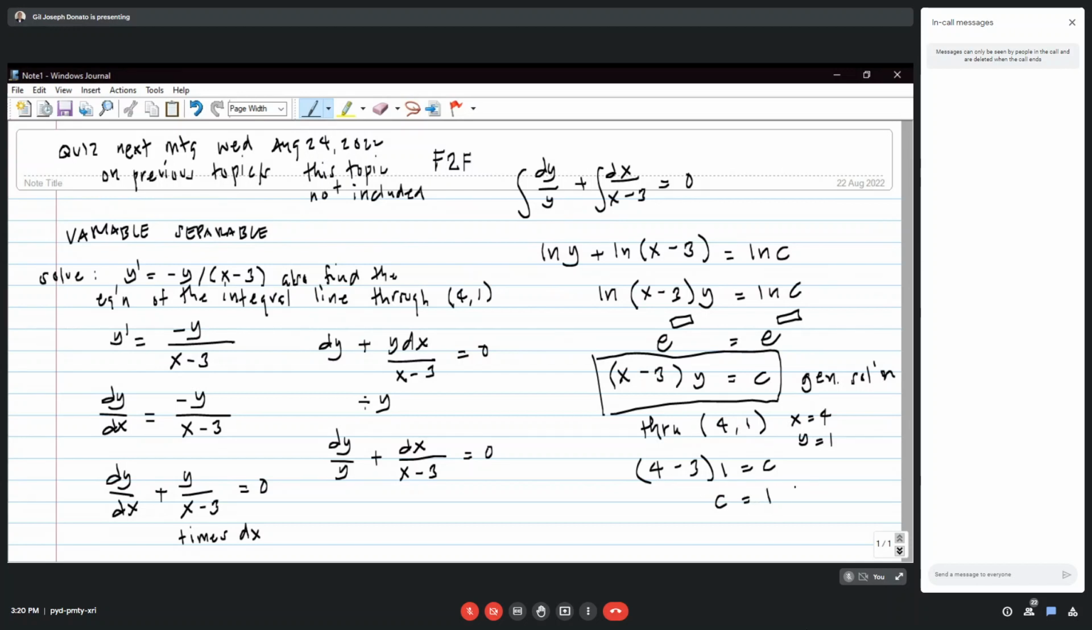Nagkaroon na siya ng value. So, substitute sa equation na ito. Tawain ko itong equation 1. Substitute in equation 1. Therefore, our particular solution is now equivalent to x minus 3 times y equal to 1. Ito yung ating particular solution. Okay, so, yan na siya. Any questions?